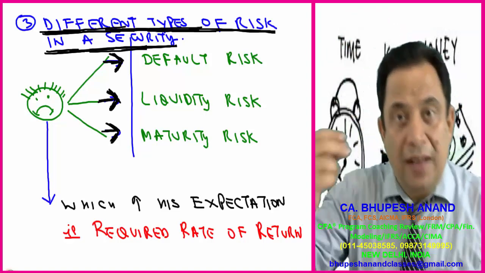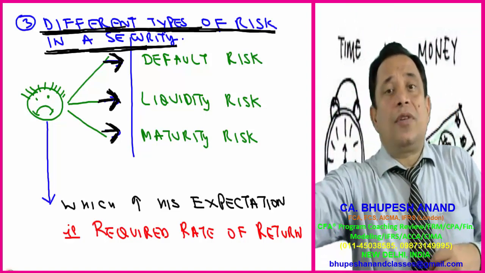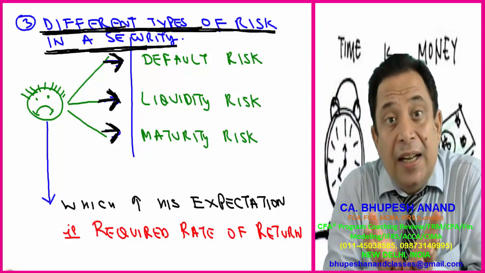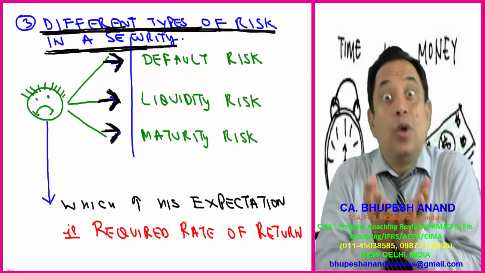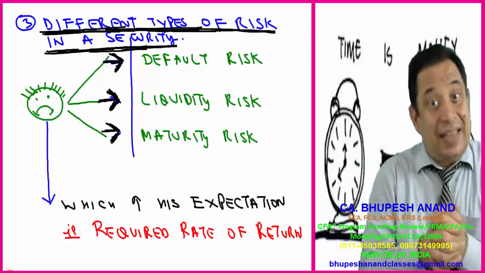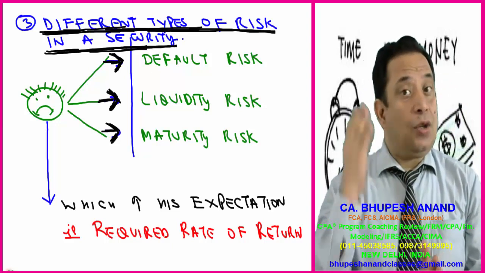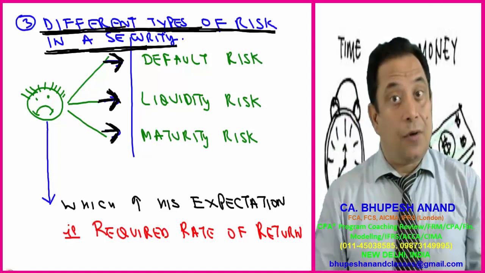For example, if I am investing in a bond or in a security, then it can be possible that the interest payment on that bond or the maturity amount is not being paid to me on time. That is named default risk. It can be possible, as in the case of Kingfisher Airlines. Vijay Mallya has not paid the interest as well as the principal to the bankers. That is a default risk.